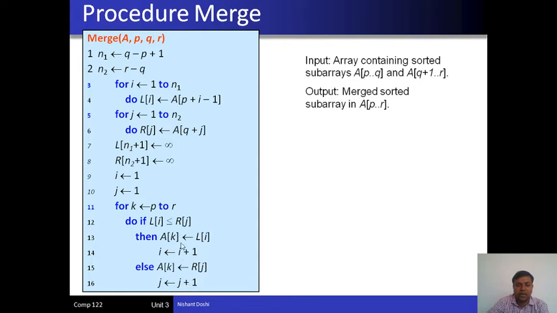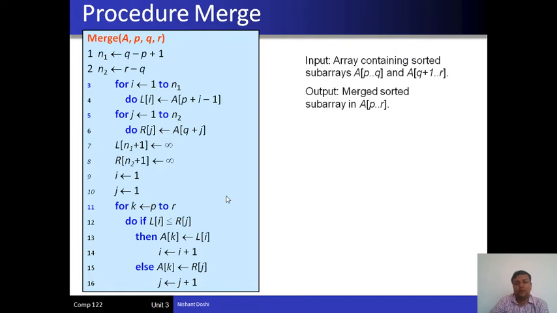As I told, at a time, if the condition is true, this is going to be incremented. If the condition is false, this is going to be incremented. But the K value is going to be incremented every time. Okay, so this will be the entire code of merge.